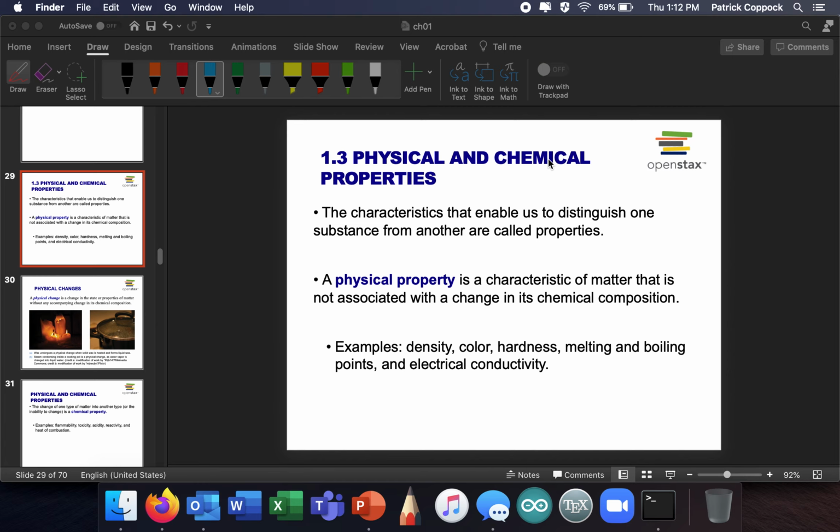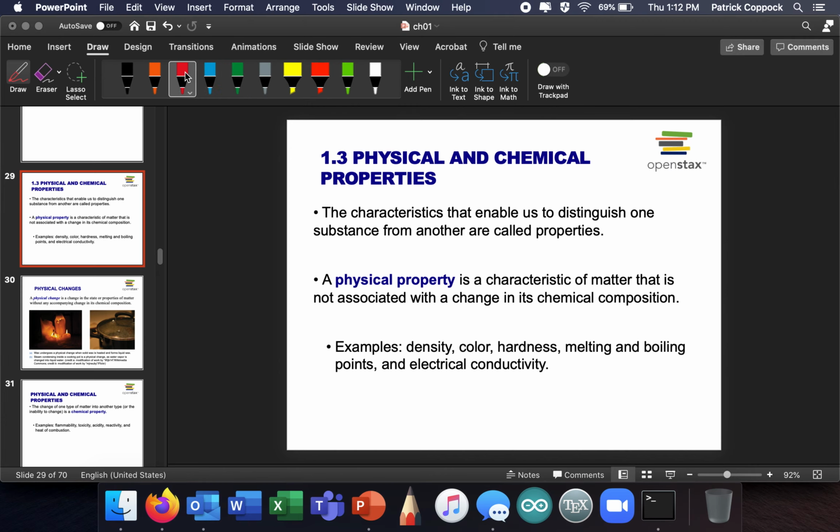So this is where I think chemistry starts to get interesting. We're going to talk about physical and chemical properties of matter, right? The characteristics that enable us to distinguish one substance from another are called properties. A physical property is a characteristic of matter that's not associated with a chemical composition. Examples of that are color, hardness, melting point, boiling point, density, conductivity, and so on, right?